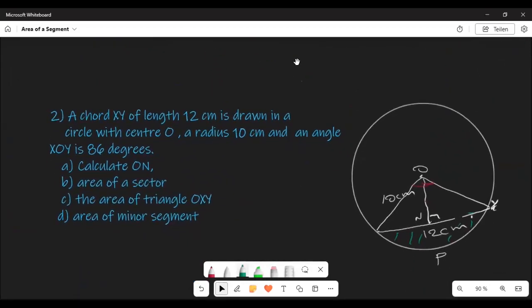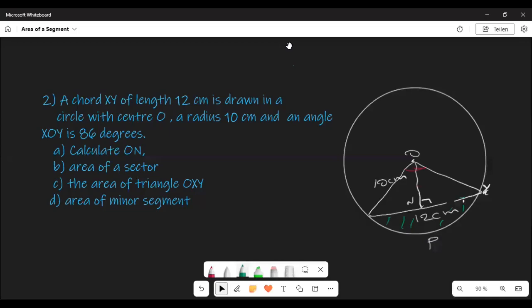The second question says a chord xy, so that is xy here, of length 12, so the length from x to y is 12, is drawn in a circle with center O. The radius is 10 centimeters, and angle XOY is 86 degrees. First of all, calculate ON, so this distance here. As you can see, we already have base xy, so that means this is 6, this is 6.